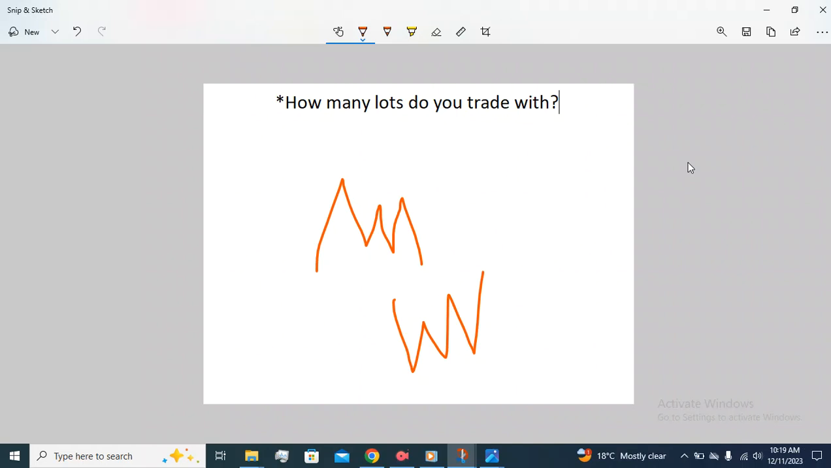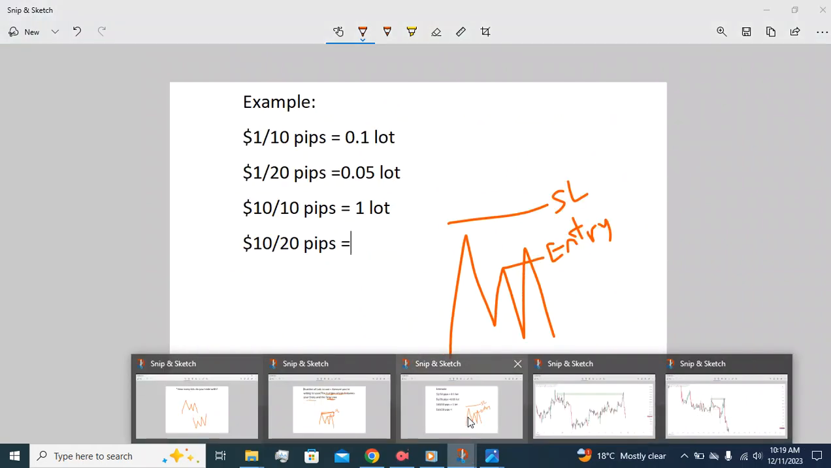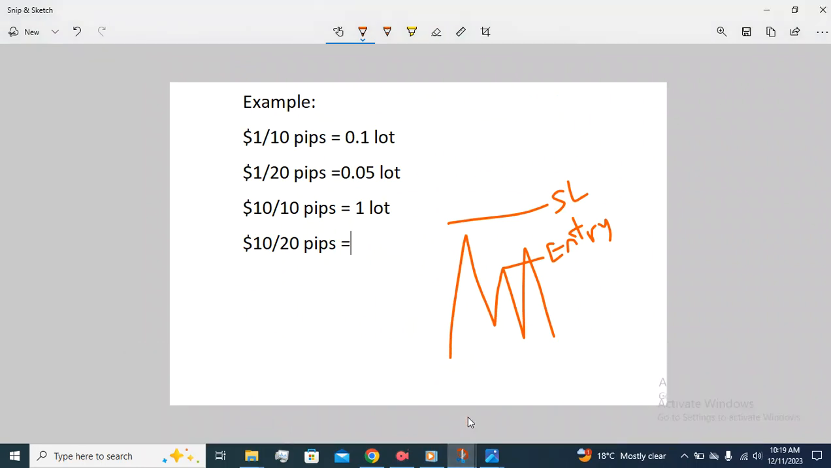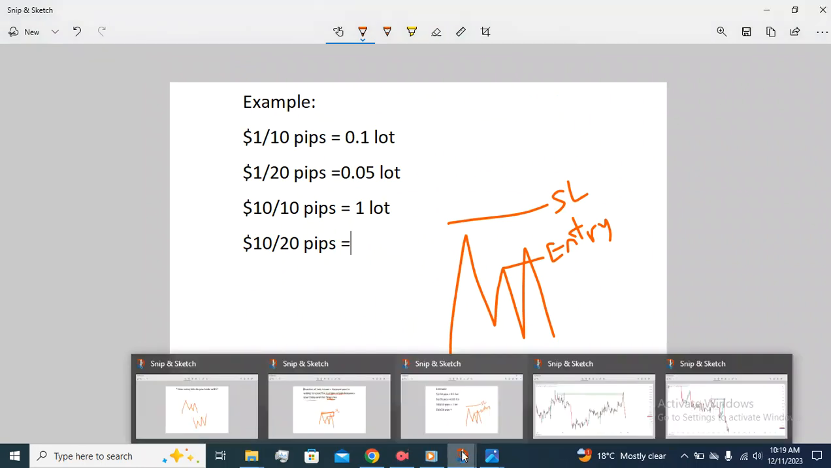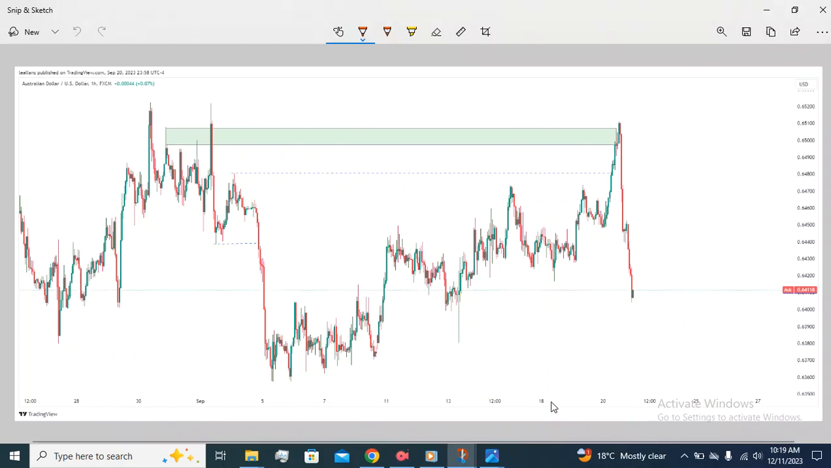In this video, I'm going to show you exactly how I calculate my lot sizes, and I'll put it with an example. This one on AUD USD, exactly how I calculate my lot size.